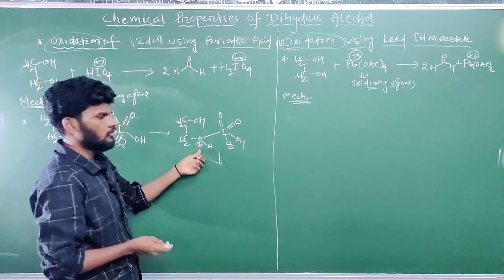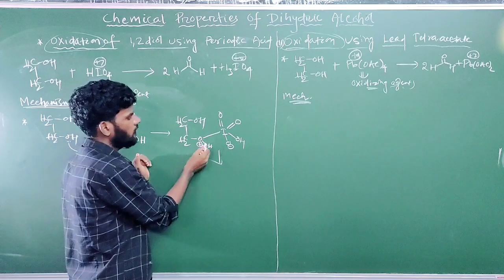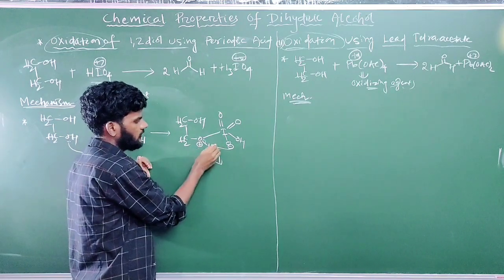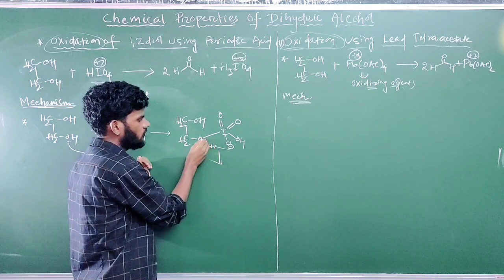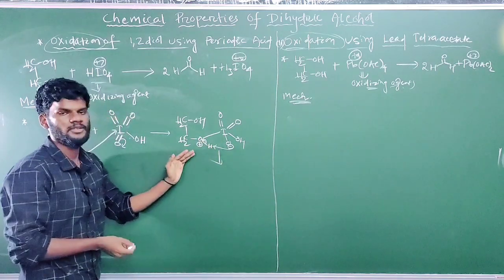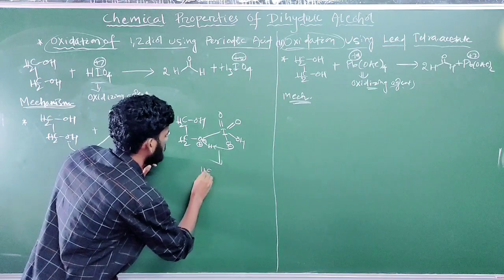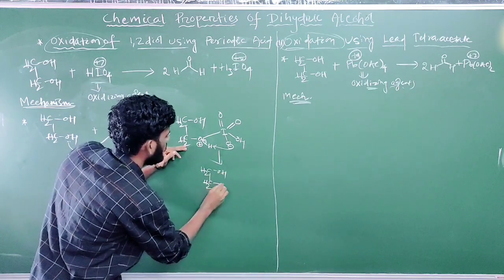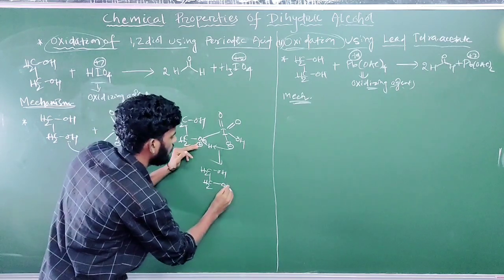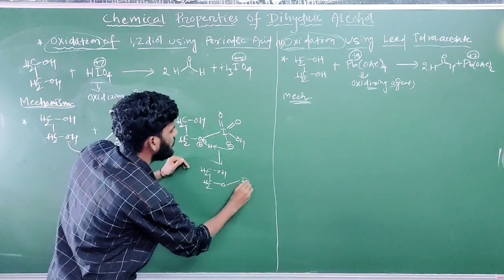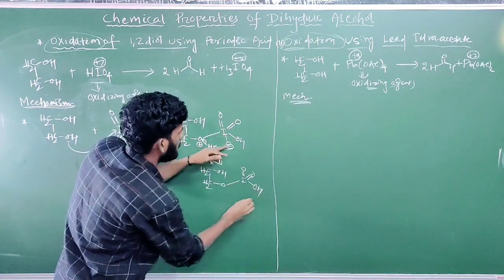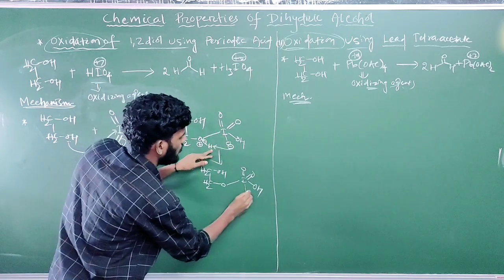Here positive charge over oxygen is not stable, it will pull the bond electron towards itself. How? When O minus takes the hydrogen, this bond moves over to oxygen and makes the oxygen neutral. So CH2OH, again attached to CH2, and oxygen neutral, and oxygen attached to iodine, and double bond O, OH, and oxygen takes the hydrogen, becomes OH.